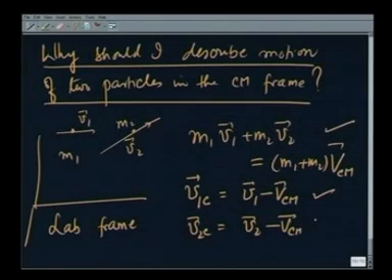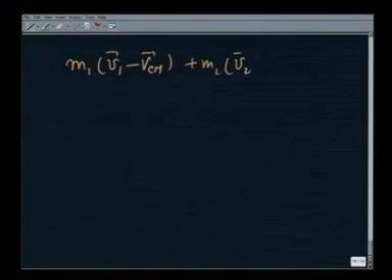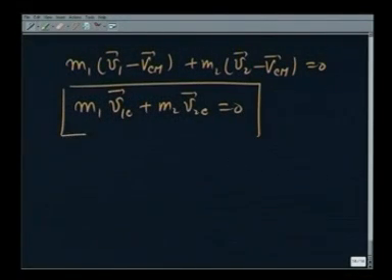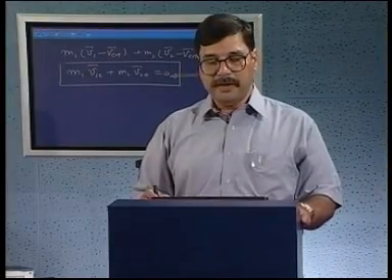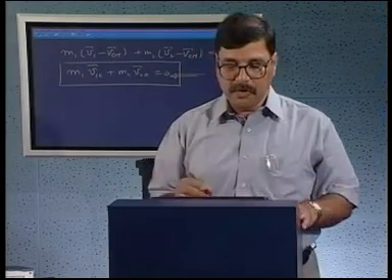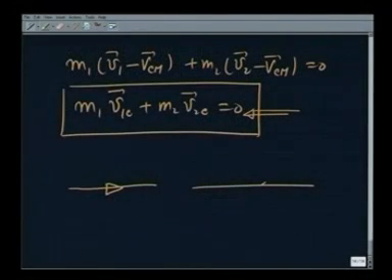Combining this equation and this equation, you can see right away that in the center of mass frame I am going to have m1 (v1 minus vcm) plus m2 (v2 minus vcm) is equal to 0, or m1 v1c plus m2 v2c is equal to 0. The net momentum in the center of mass frame is always 0. That is understandable. By definition, if I am sitting on the center of mass frame, the velocities are such that the net momentum has to be 0, and therefore if the particles are colliding, if one particle in the center of mass frame is moving like this, the other one is going to move like this.